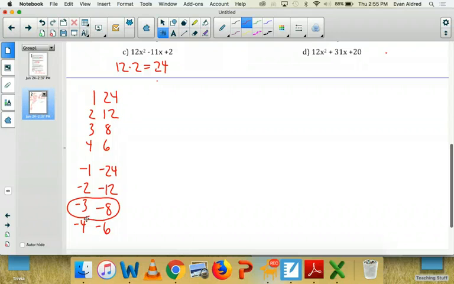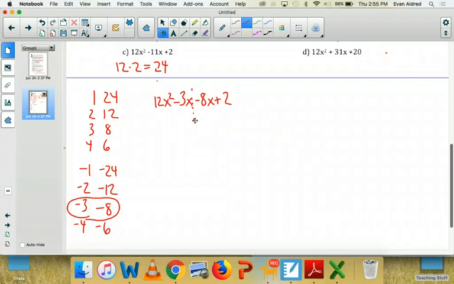Now we have to decide how we're going to arrange our numbers. Do we put the 3 first or the 8 first when we decompose negative 11? Well, 3 and 12 work nicely together, and 8 and 2 work nicely together. So it makes sense to put the negative 3 first. So when we do that, we're going to have 12x squared minus 3x minus 8x plus 2.